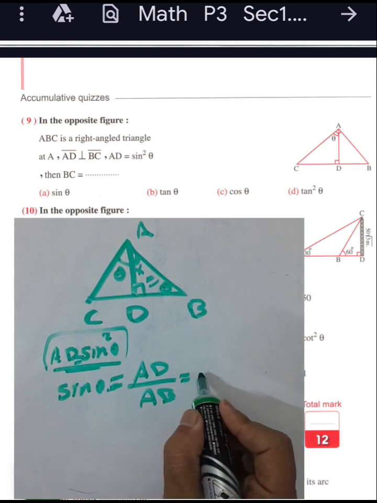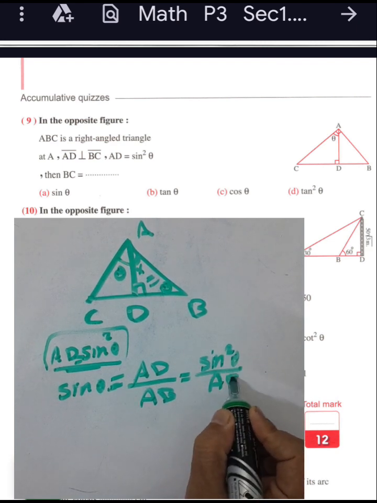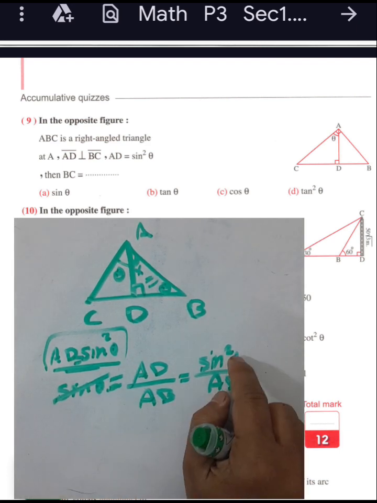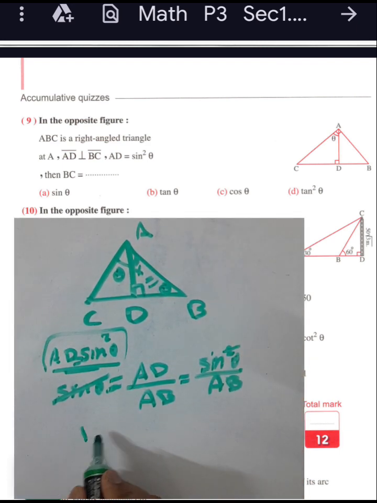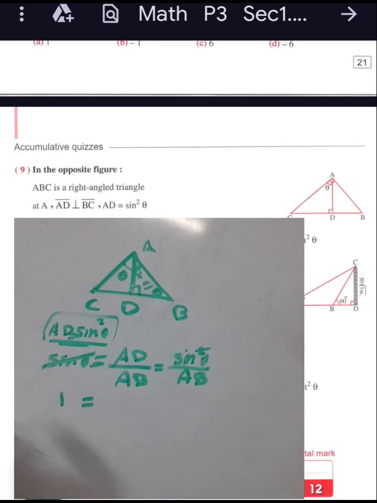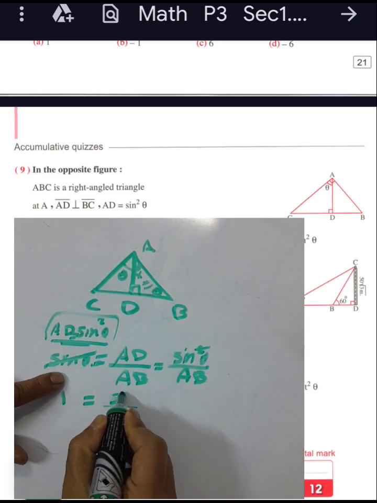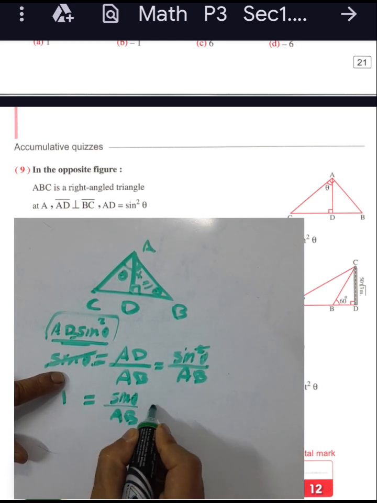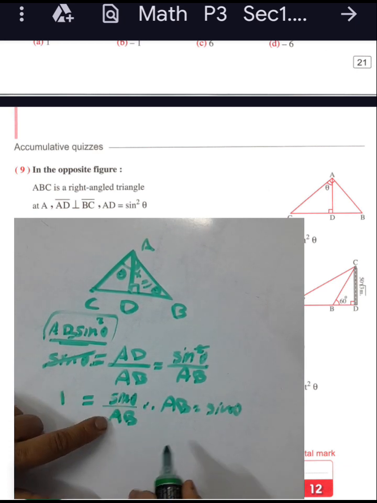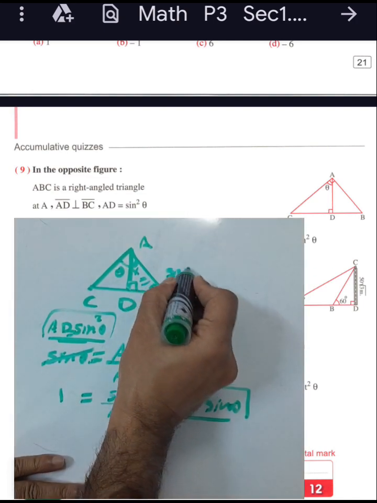Cancel here, right? Sine squared theta over EP. Okay, we can cancel sine theta from this, and it will be 1. So 1 equals sine theta over EB. Then EB equals sine theta, because sine theta over sine theta equals 1. Then we can write here EB equals sine theta.